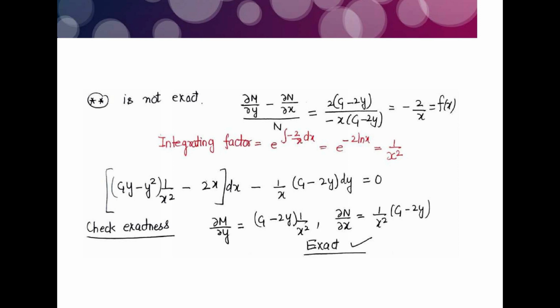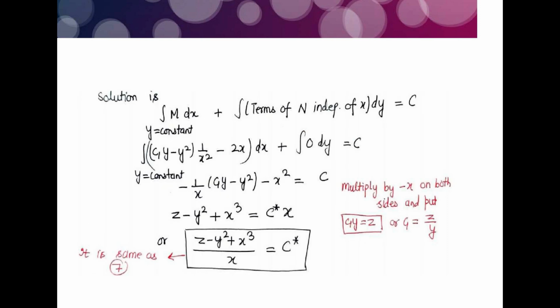Now once it is exact, we can find out its general solution. The general solution of an exact differential equation is given by integration of M with respect to x, treating y as constant, plus terms of N independent of x. We integrate those terms with respect to y. This is equal to some constant c. Put all the values. There is no term of N independent of x, so the second part will be 0.